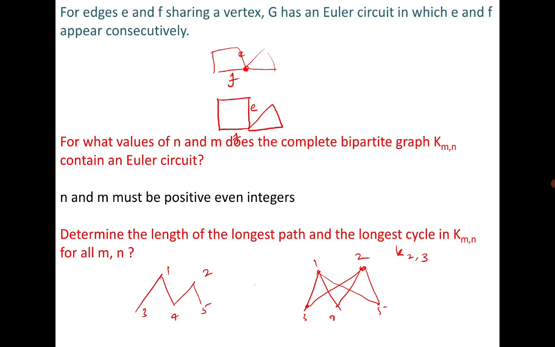Similarly, if you think of a cycle, then I can start with 1, go to 4, then 2, then 5, and I have to reach back to 1. So again the length is 4. It means that it is twice the minimum of m comma n. So the minimum of m comma n is 2. This means the length of the longest path is 4 and the length of the longest cycle is 4.